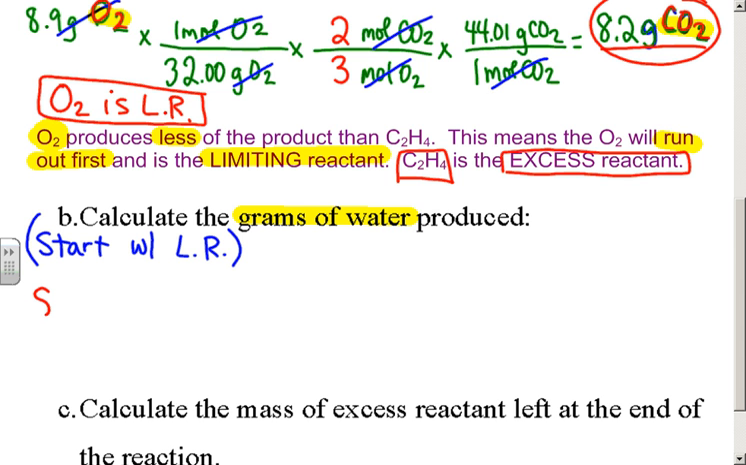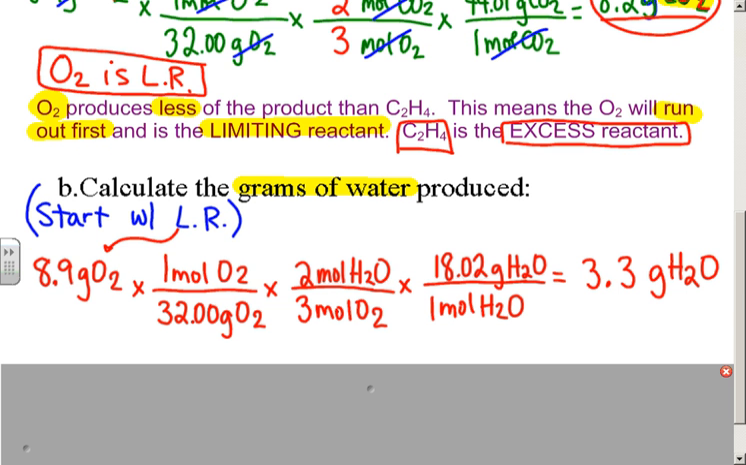In this problem, we had 8.9 grams of oxygen as our limiting reactant. What I'm trying to get to is grams of water. So I'm going to put grams of H2O over here on the right. I'm going from grams of A to grams of B. I think you know how to do this calculation by now, so go ahead and pause the video, calculate this one on your own, and then check your answer with me.